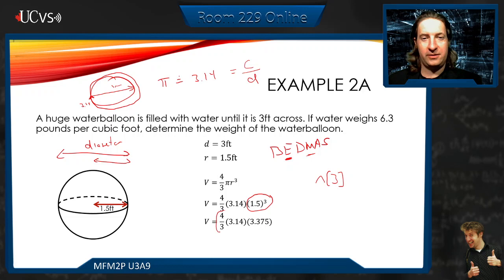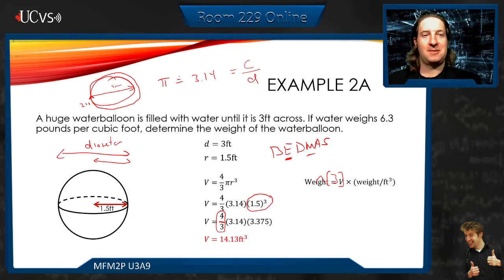So this fraction here might mess you up. So on your calculator, you can just type in 4 divided by 3 times pi times 3.375, which gives us a final answer of 14.35 feet cubed. So this 3 foot across water balloon is almost 14 cubic feet of water. That's a lot of water.